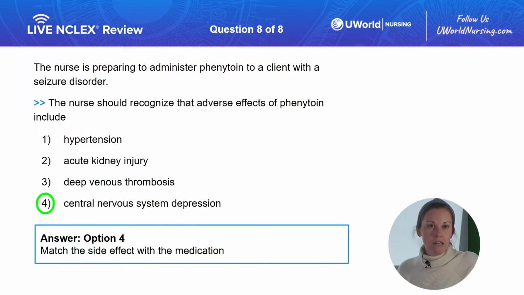We would worry more in option 1 about hypotension. That would be an adverse effect, not hypertension. We're not really as worried about our kidneys with this medication. And then option 3, we are more worried about bleeding versus clotting. So I hope that was helpful.